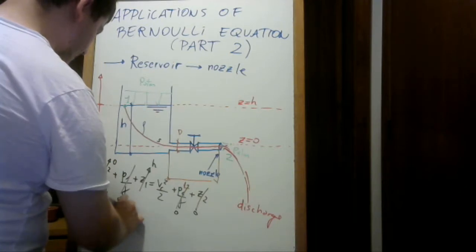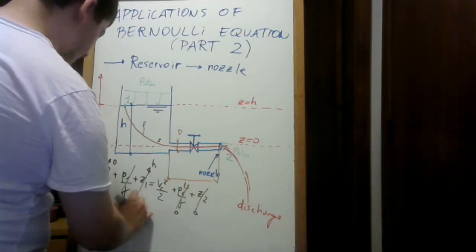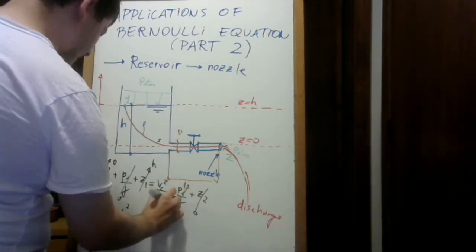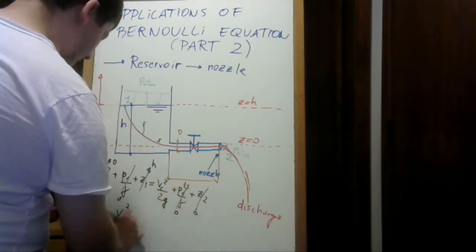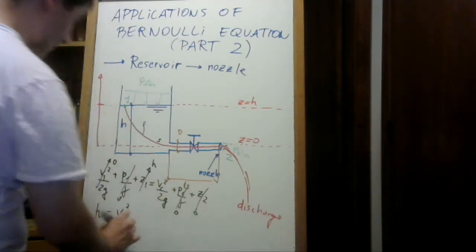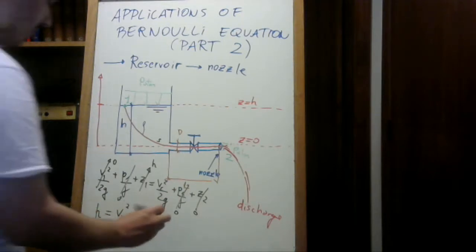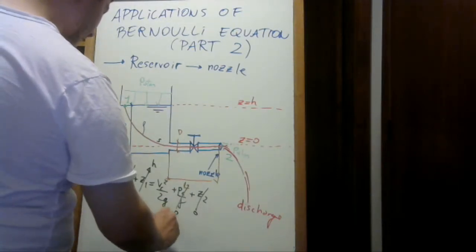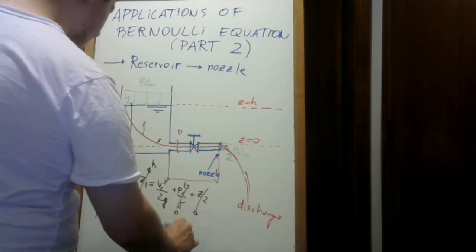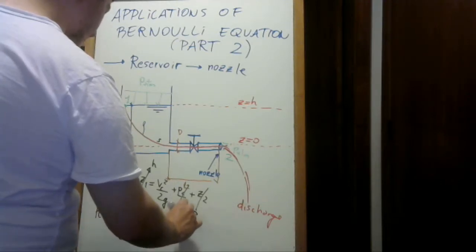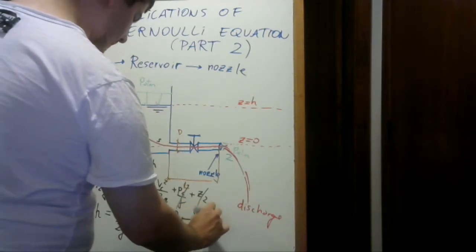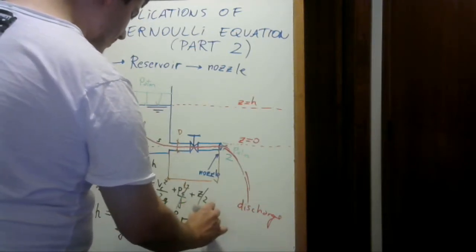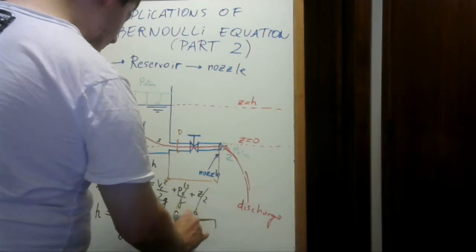What we are left with is the following: H equals V2 squared divided by 2g, which gives us the following expression: V2 is equal to the square root of 2gH.